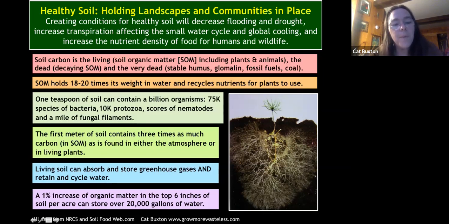The other thing I want to point out is that 1 teaspoon of soil, and it could be 1 tablespoon, I might have that wrong, contains over 1 billion organisms. Bacteria, protozoa, nematodes, miles of fungal filaments. We're talking about billions of different kinds of organisms, not just in numbers.